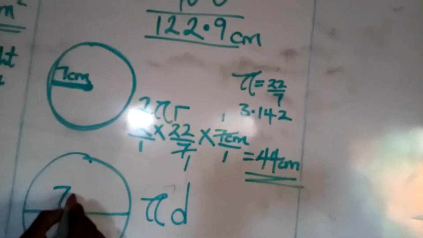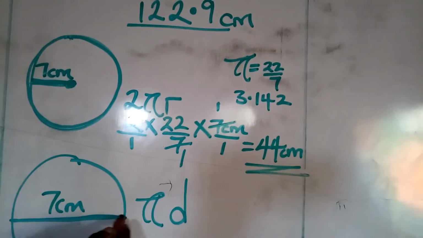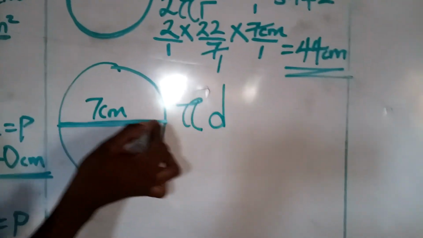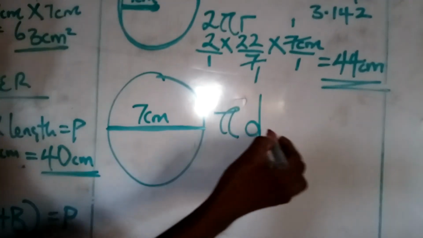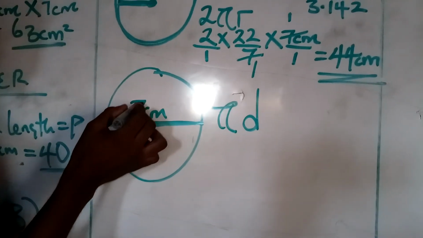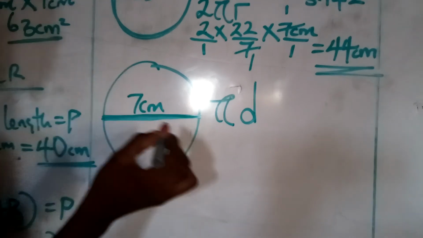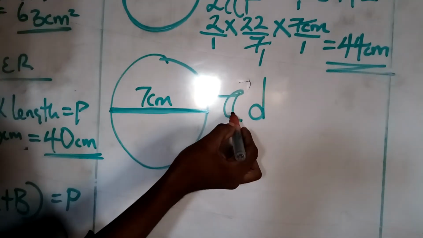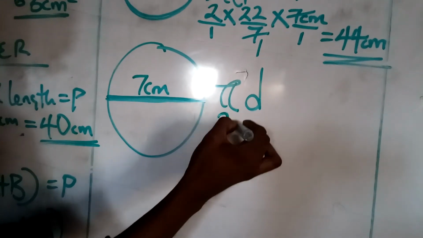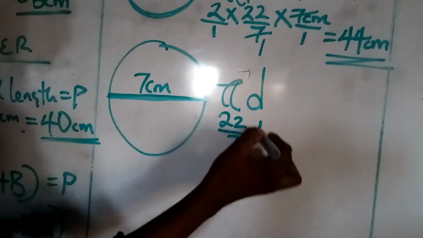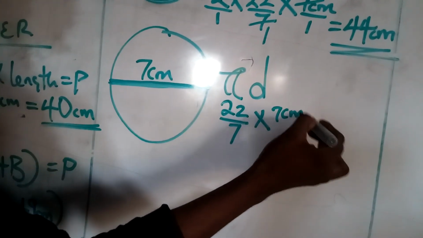Now if your question is given to you in diameter, diameter is half of a circle. A line that cuts the circle into 2 equal parts is what you call the diameter. Now let's calculate the circumference of this circle when our question is given to us in diameter, and the formula is pi d. Remember our pi represents 22/7 times our diameter, which is 7 centimeters.